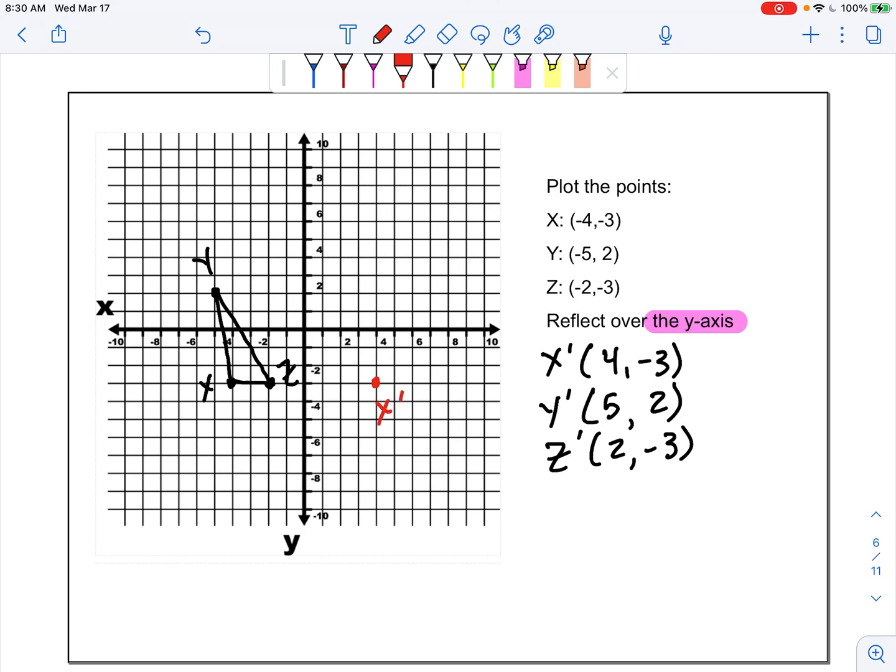And then this is going to be 5, positive 2. So here's my y prime. And then my z is going to be 2, negative 3. So here's my z prime. So you can see it just flipped over that y-axis.